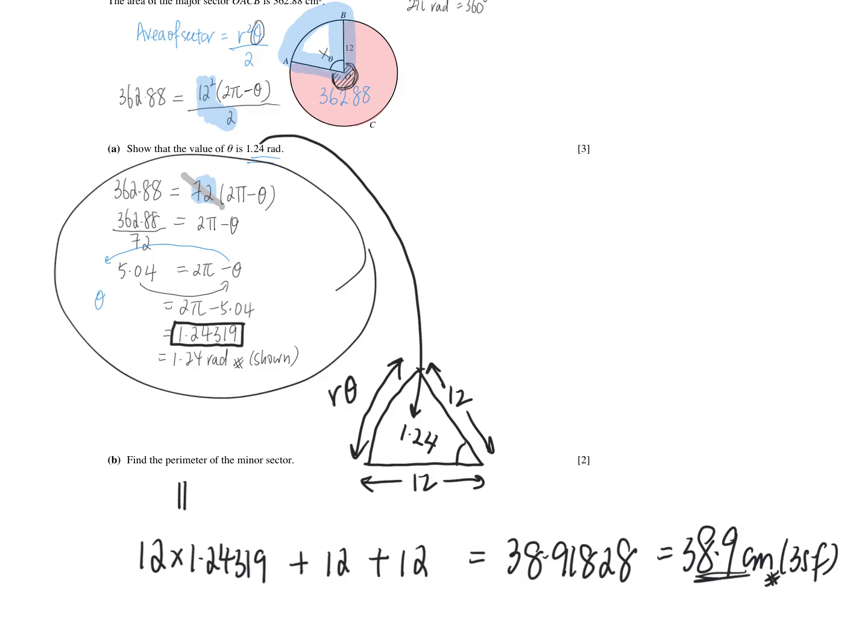Okay, so you must know when we are looking at major sector, minor sector, arc length. For these two, the only difference is the angle, the theta.